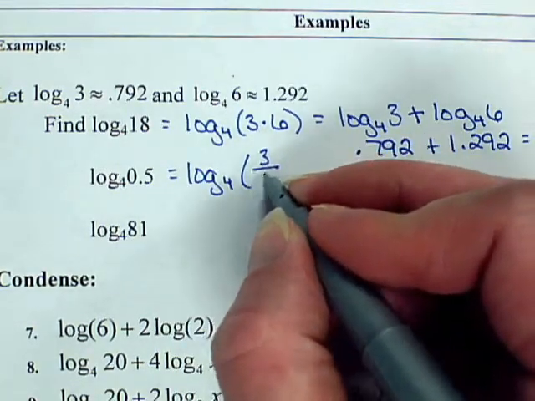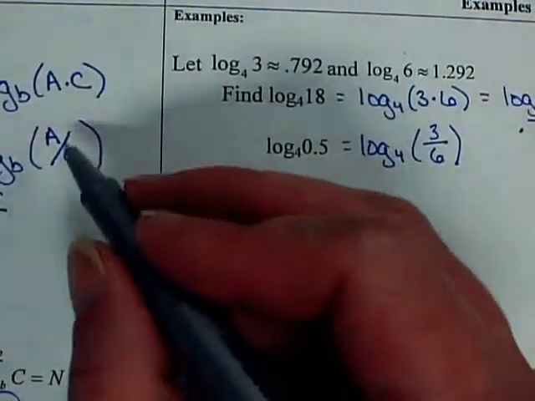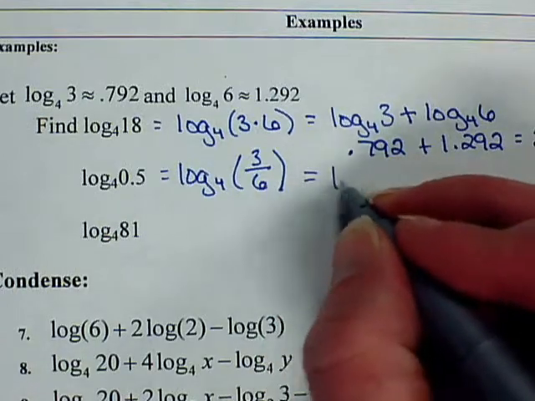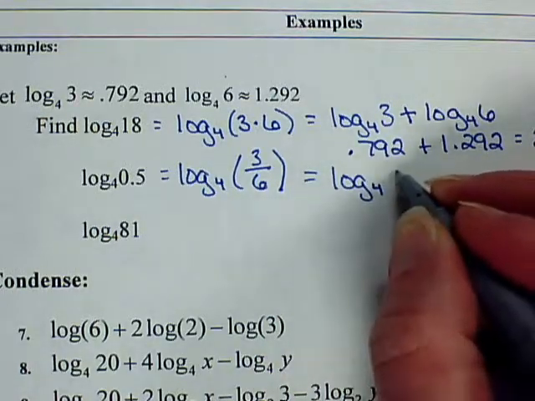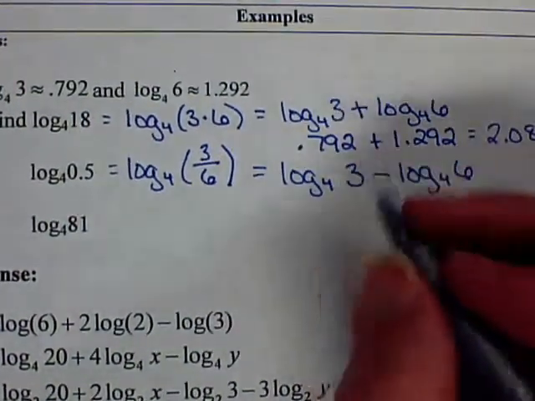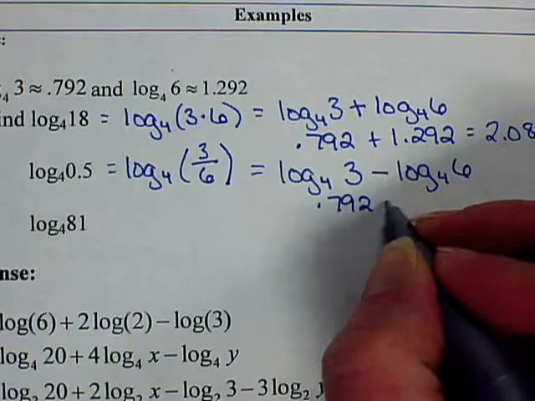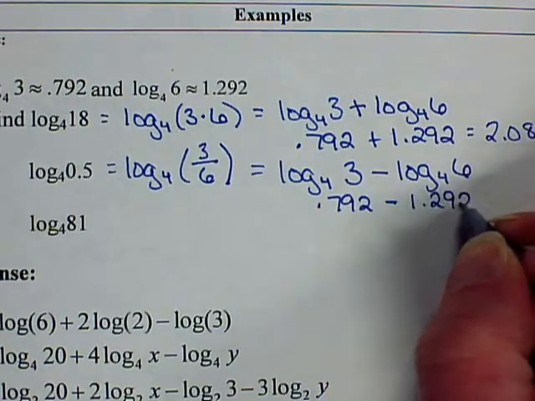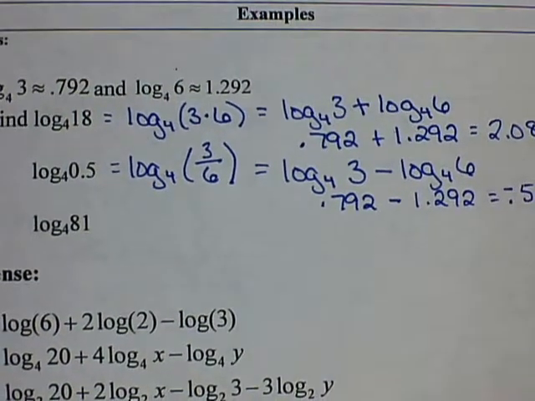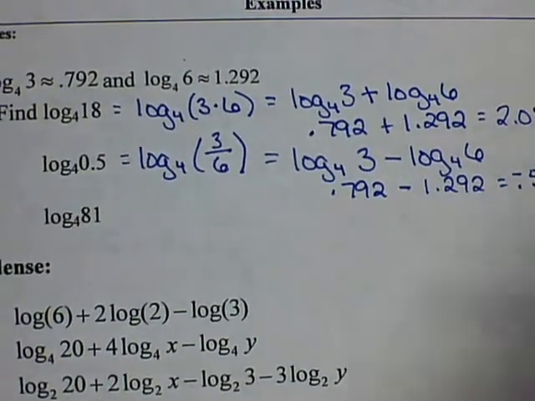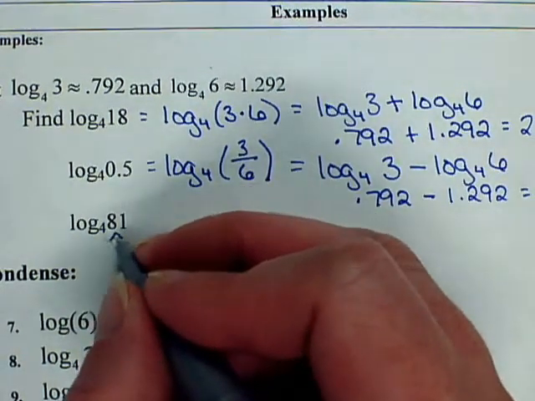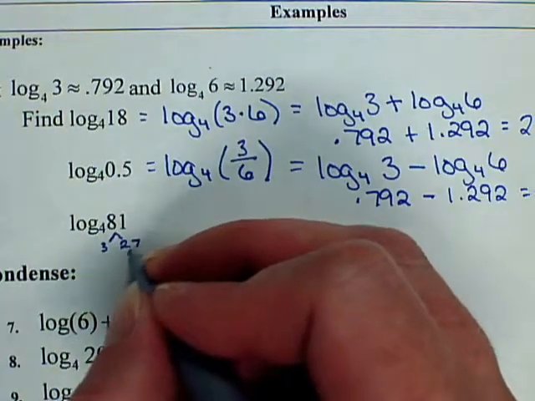Let's look at the next one. How could we combine somehow 3 and 6 to get 0.5? Well, 0.5 is 1/2. That's really like having 3 divided by 6. Look at the rule. Single logarithm with division can be rewritten as 2 logarithms with subtraction. So that would be 0.792 minus 1.292, which ends up giving me a negative 0.5.